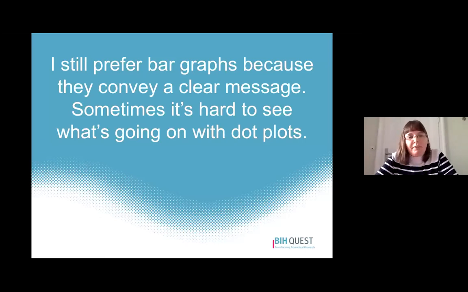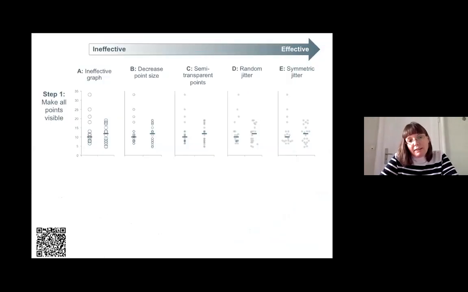Okay, so some people will say that they still prefer bar graphs because they convey a clear message, and sometimes it's hard to see what's going on with a dot plot. Well, the good news here is that you often don't have to choose. You can use something called de-emphasis, emphasis, and de-emphasis in order to convey a clear message while still seeing individual data points if you're working with a small data set. There are two steps for this.